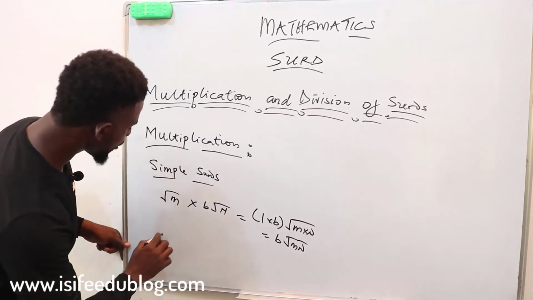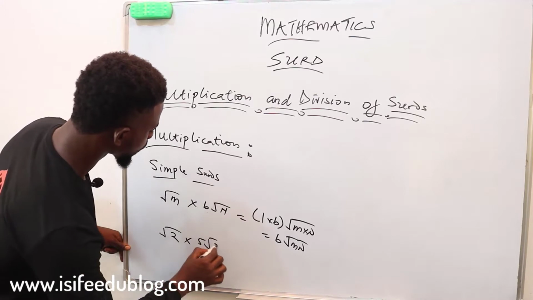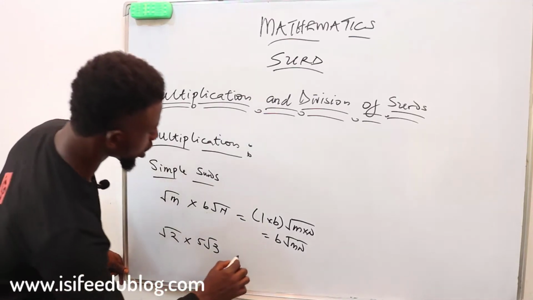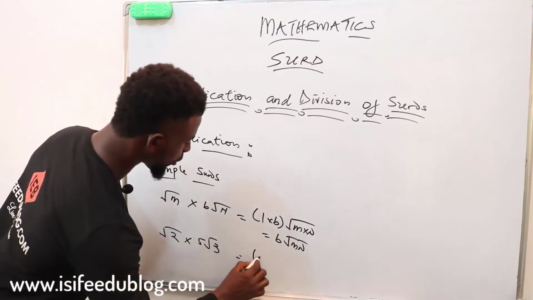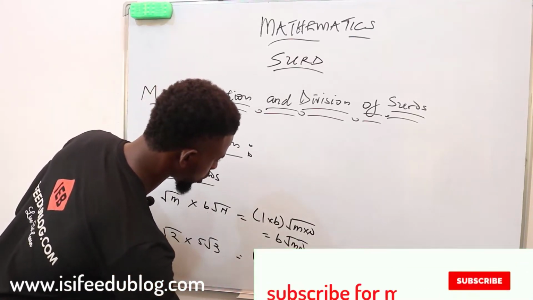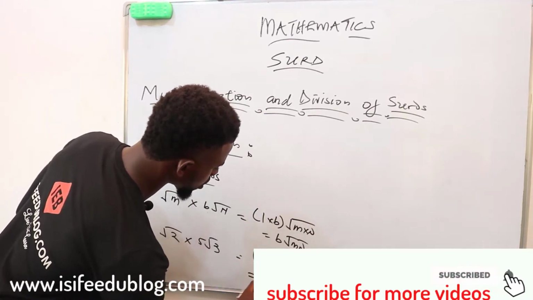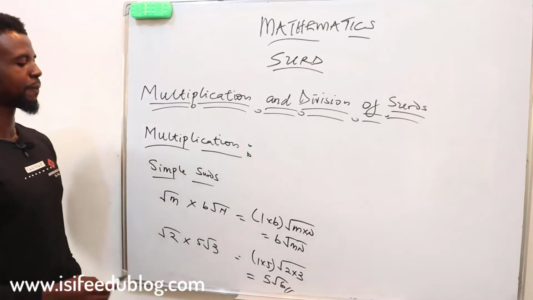So if we have root 2 times 5 root 3, now the solution to this is equal to, the coefficient we have here is 1, right? So I'll have 1 times 5 root 2 times 3. So this is equal to 5 root 6.